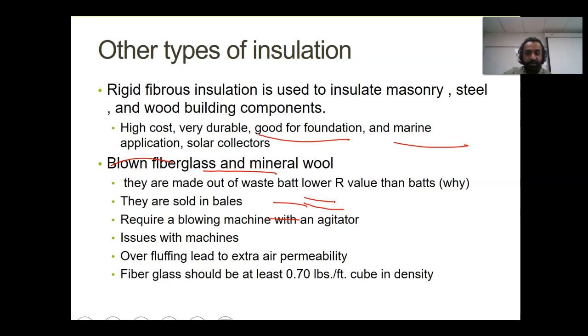So fiberglass should be at least 0.7 pound per cubic foot in density. This is some information you can find in the book as well: how much density do you need for each of these insulations? And again, settling is expected, so you put in the insulation. You can put it in an attic. There's a video that I'm going to put online that shows you how to do blown insulation. Then you go back and you repack it again.